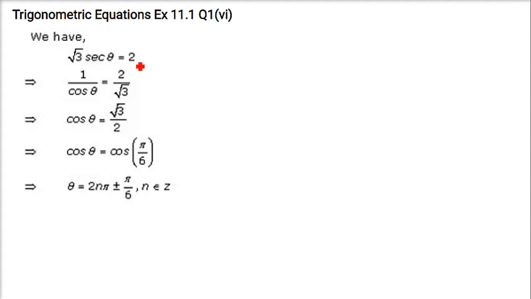Now root 3 sec theta is equal to 2. So 1 by this, you can write it as 1 by cos theta. Root 3 you can take in the denominator. 1 by cos theta is 2 by root 3. Now cos theta will be equal to a reciprocal of this. That is root 3 by 2.